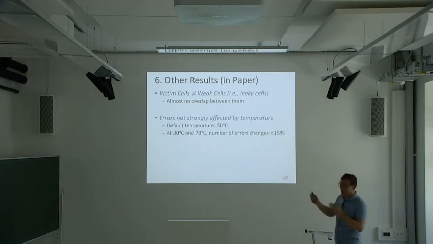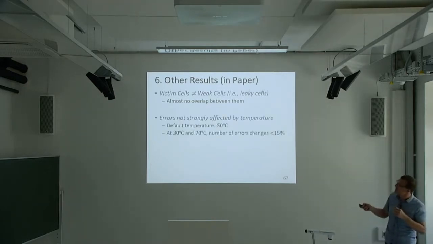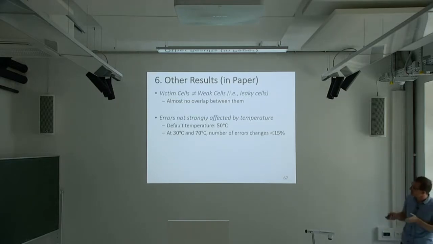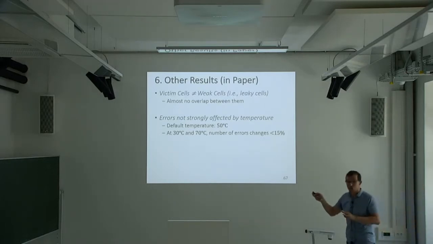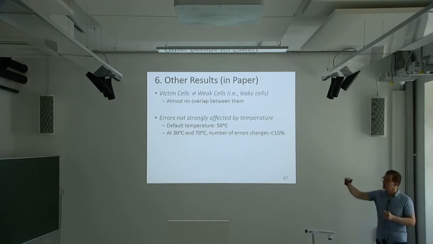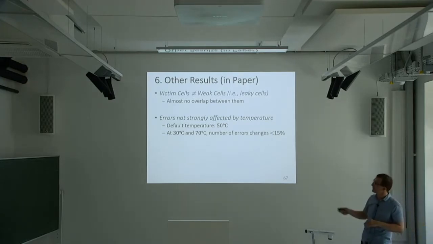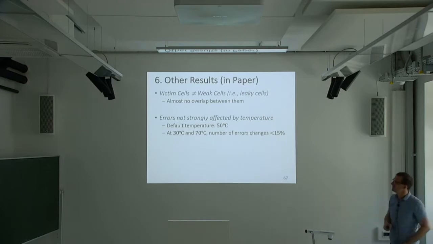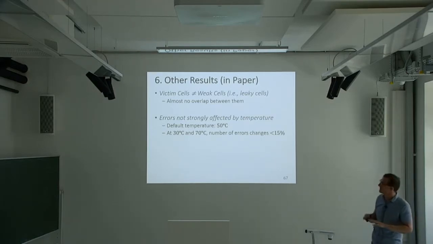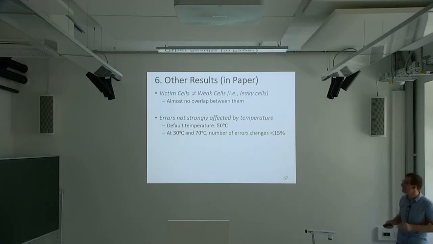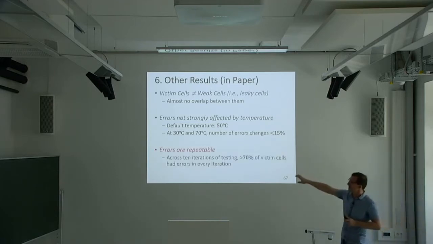OK, the second observation is also interesting. Errors are not strongly affected by temperature, as far as what we found. There is some effect of temperature. As you increase the temperature, you get more vulnerability, but it's not as strong. If you look at refresh, as we will see, as you increase the temperature, leakage increases exponentially, so you need to increase the refresh rate significantly. But it's not the case in RowHammer. Although this needs to be re-examined at very high temperatures, I think, going forward, because some of the solutions that are employed in the field right now may work at low temperatures, but not at high temperatures.